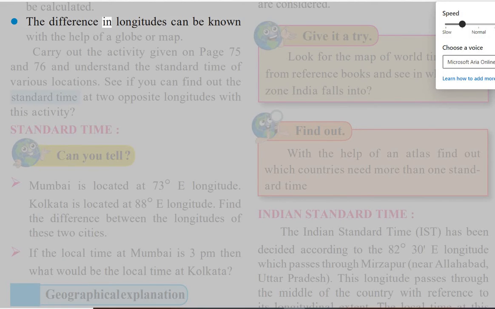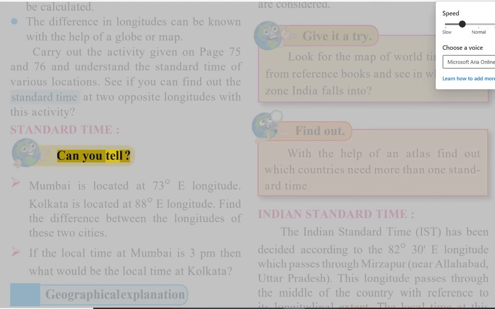The difference in longitudes can be known with the help of a globe or map. Carry out the activity given on pages 75 and 76 and understand the standard time of various locations. See if you can find out the standard time at two opposite longitudes with this activity. Standard time.